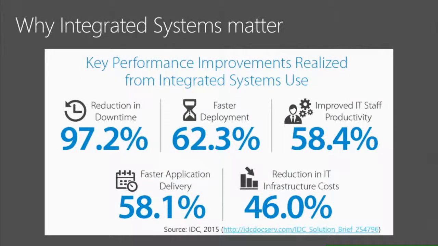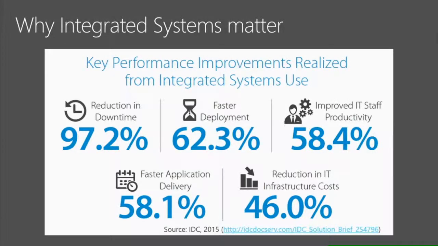But why are integrated systems important? Vijay showed this slide yesterday and really drilled in on a couple of data points around the reduction in downtime. Now, this isn't our data. It's data gathered from IDC. So when people, and there are a lot of people, are trying to choose converged systems, these are some of the data points gathered for them. First of all, a 97.2% reduction in downtime when you're buying a pre-configured system that has been validated end-to-end.